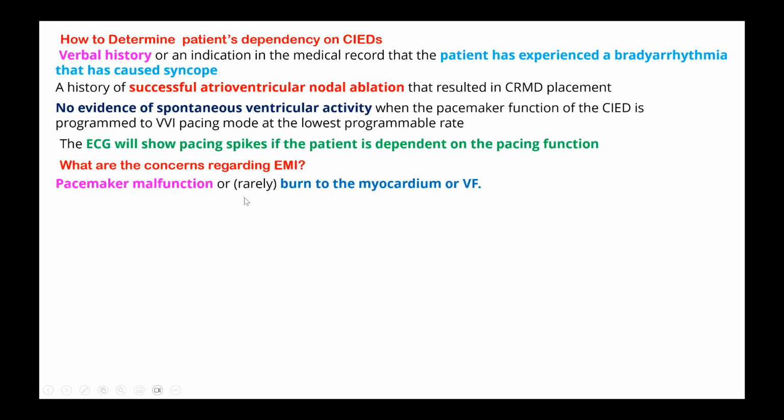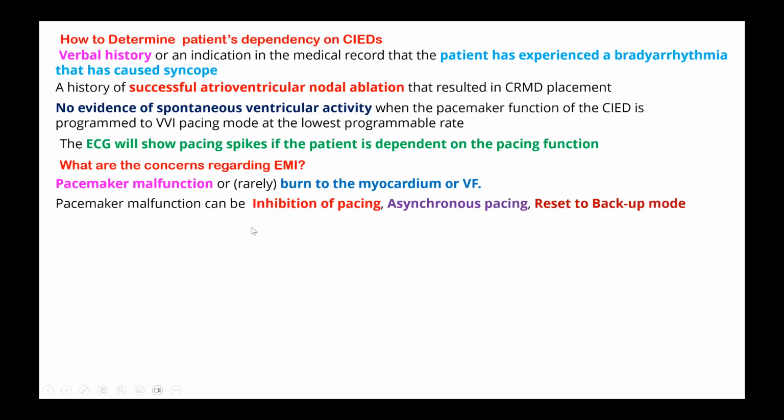If the electromechanical interference is there, the problem that can happen is it can make the pacemaker function defective, or it can produce a burn to the myocardium or ventricular fibrillation, because the leads are implanted into the heart muscle. The pacemaker malfunction can be in the form of either inhibition of pacing, or it can automatically convert the pacing mode into asynchronous pacing, or reset to backup mode. These are the three changes that can happen.